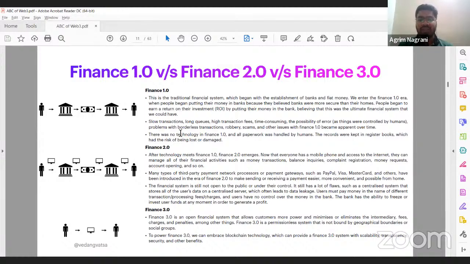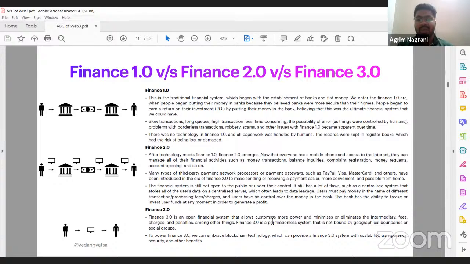So to resolve that issue, we are coming to the Web3 era, where Finance 3.0 is present. It's particularly an open financial system, where the customer has most of the power and it minimizes, or you can say eliminates, the intermediaries present in this banking or financial system. It has also eliminated various fees and charges, which were used as commission for payment gateways, and the penalties which were imposed maybe due to delayed payments or insufficient sums in the account. All this has been resolved with the help of Web 3.0.